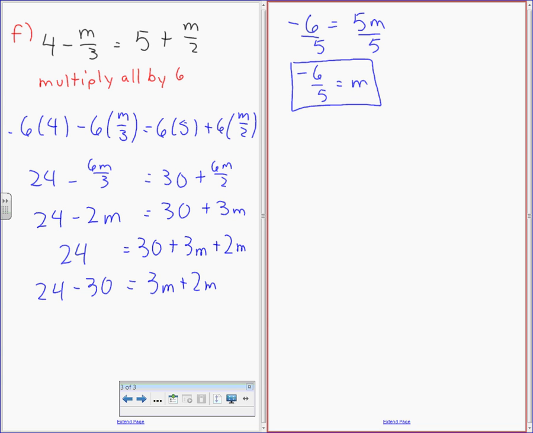Yeah. What happened after it went from 6m over 3 to 2m? Like, how did you get there? Okay, so what you're doing here is, the m stays the same, and I just divided 6 divided by 3. And the same thing here, I just did 6 divided by 2. Like the m stays the same. Coefficients work with numbers, and letters go with letters. So 6 divided by 3 is 2, and 6 divided by 2 is 3.